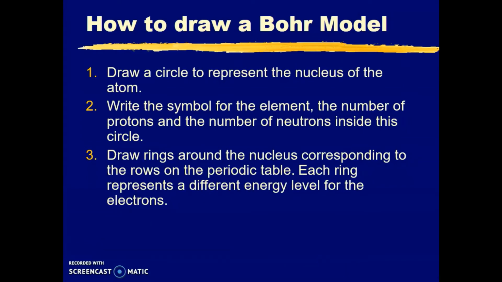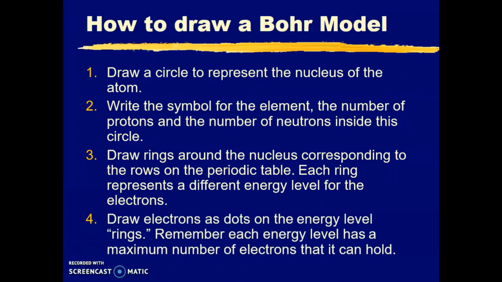Then we want to draw rings around the nucleus to represent the different energy levels. The rings correspond with the rows on the periodic table. So if the element you are doing is located on the first row, then it will only have one energy level, so you'll draw one ring. If you are doing an element on the second row of the periodic table, such as lithium, then you would draw two rings because it has two energy levels, and so on. So if you have something on row 3 like sodium, you would draw 3 rings to represent the 3 energy levels.